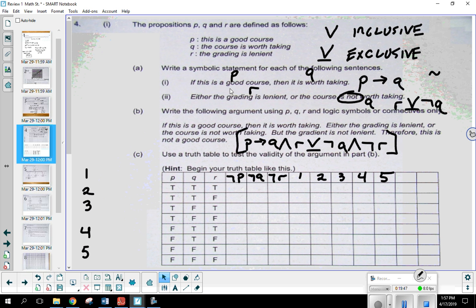Therefore, this is not a good course, so I would go ahead and say not P. Do we need to put parentheses around the separate statements? That would probably be a good idea, just to further isolate those. There we go. Okay. How many people got that symbolic expression correct?